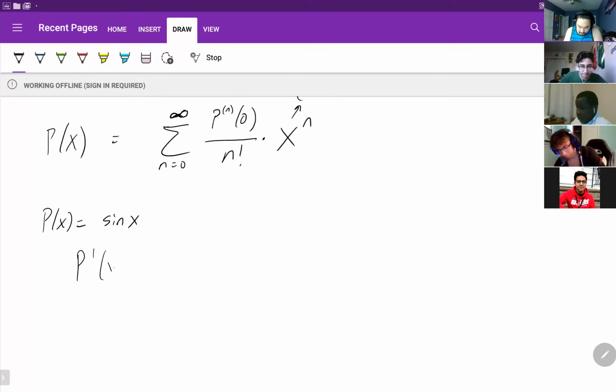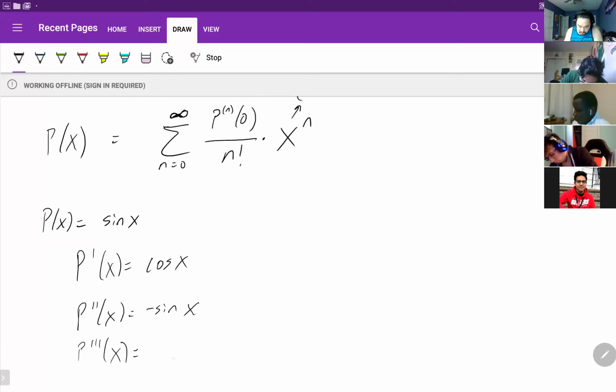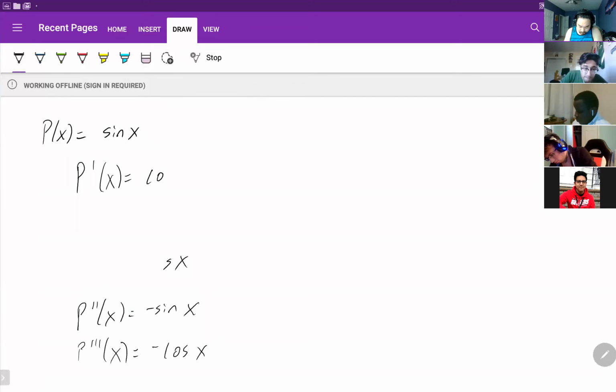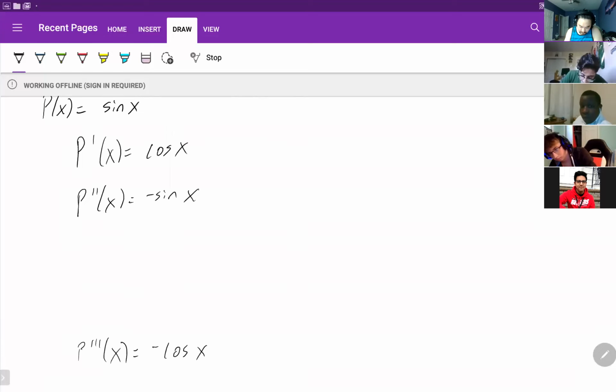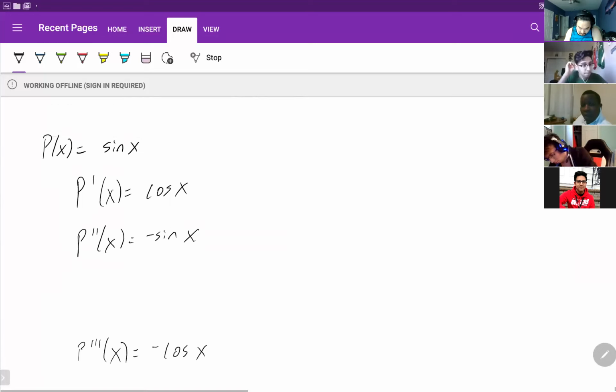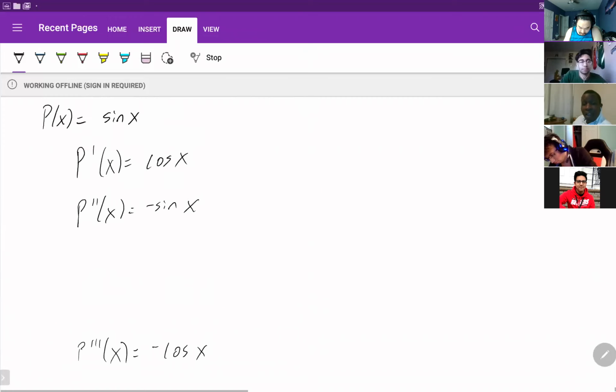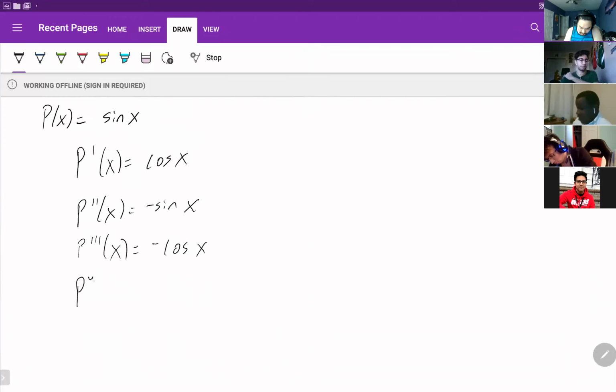The derivative is cosine. The derivative of that is negative sine. The derivative of that is negative cosine. And the 4th derivative goes back to sine. I'll do one more just in case.